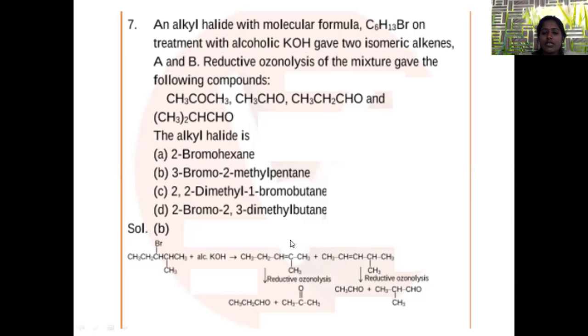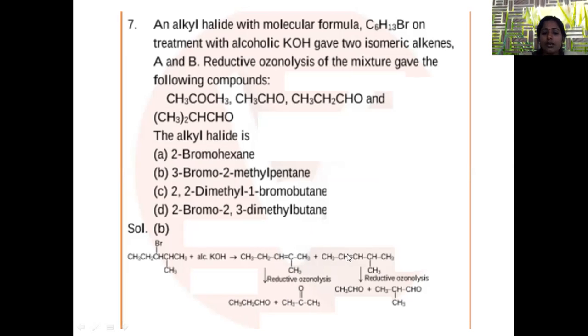When further subjected to ozone treatment, the carbon-carbon double bond is cleaved. Here we will get C double bond O, and here also we will get C double bond O. One becomes propanal, that is propionaldehyde, and the other becomes acetone. So the products from this type of alkene are propanal and acetone.